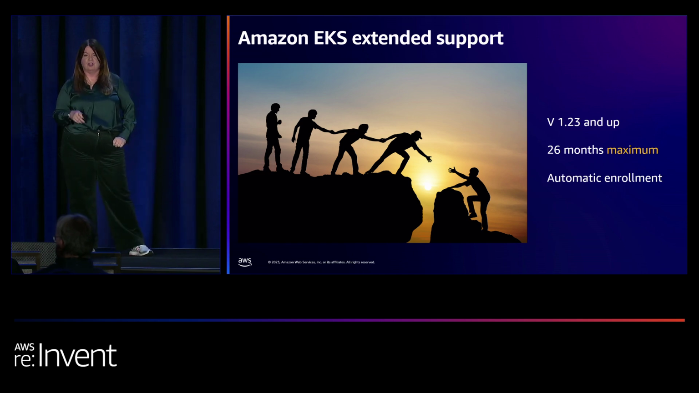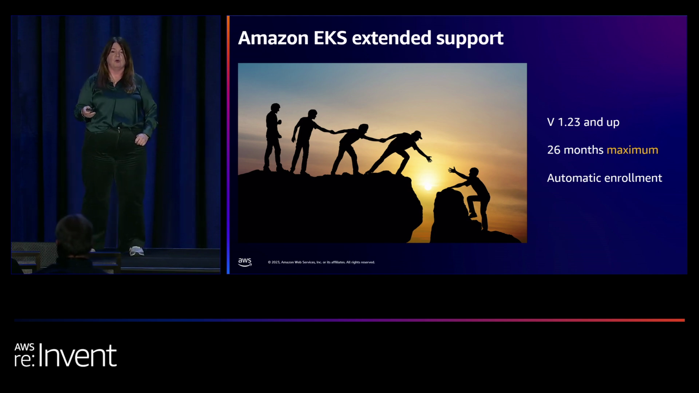Now you can focus on your business requirements and upgrade when it's convenient for you. Because earlier on this year, we announced extended support for Amazon EKS in preview. This extends that 14-month upgrade period out to 26 months, and best of all, there's no action needed by you to enroll in this. As long as you're on version 1.23 or higher, when your version goes out of normal lifecycle support, you'll still be supported.